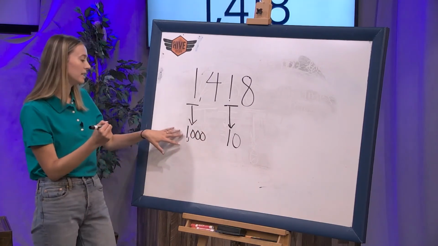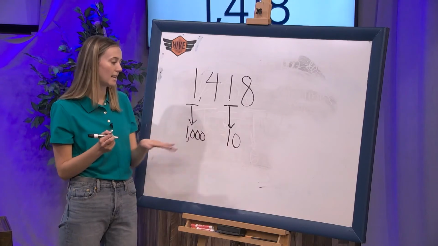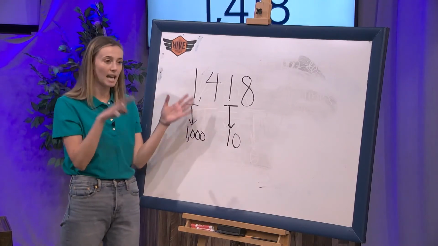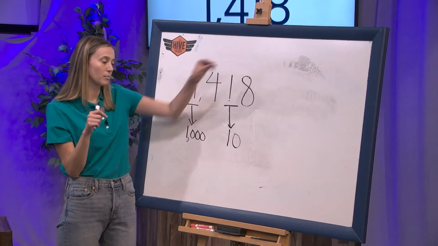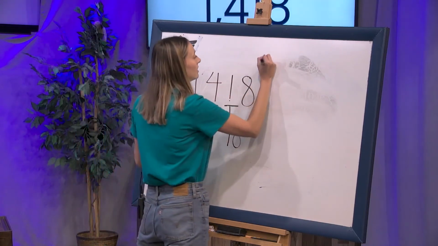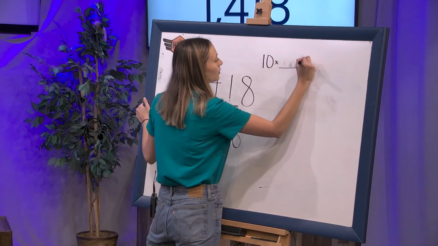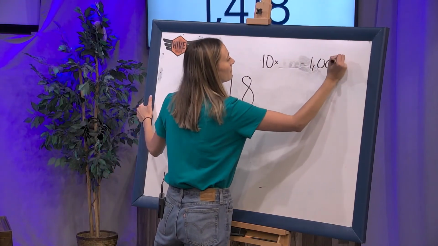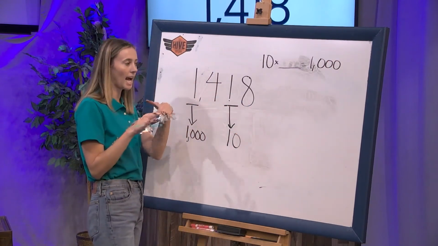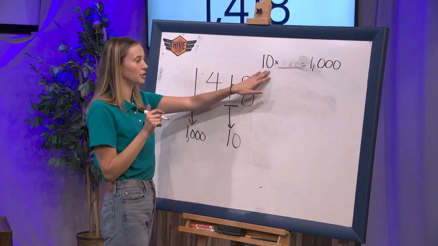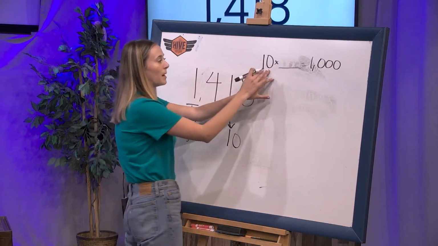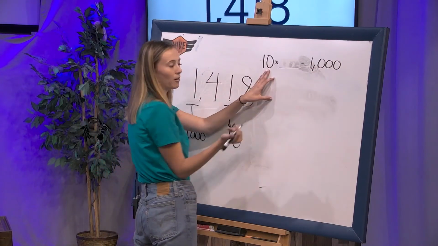So we want to find how many times more is 1,000 than 10. So now our next step is to set up our multiplication problem. So 10 times what equals 1,000? Okay, now here's where you need to count your zeros. So you have 1 zero here, but how many more do you need to have the same amount?